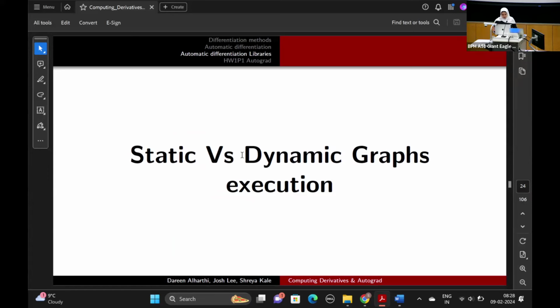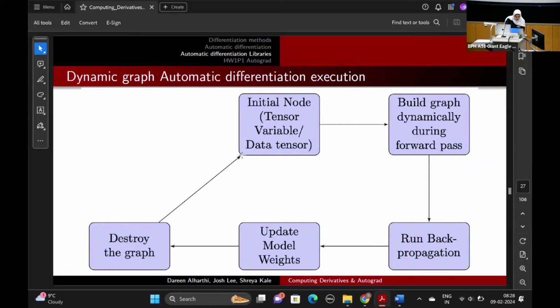So we'll see the difference between static and dynamic graphs. As Josh explained, AutoGrad is a framework that allows us to calculate derivatives of any complex mathematical function in a computationally efficient and numerically accurate way. There are different ways to implement AutoGrad or AutoDiff: there are static computational graphs and there are dynamic computational graphs.